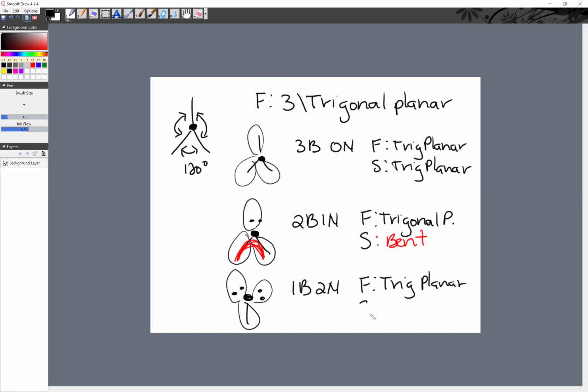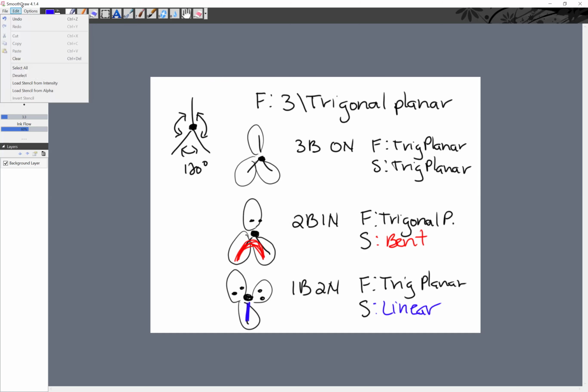But the shape comes only from the bonds. And so this is shape linear. So eventually you always get back down to linear. All right, so there's family 3. Let's look at family 4.